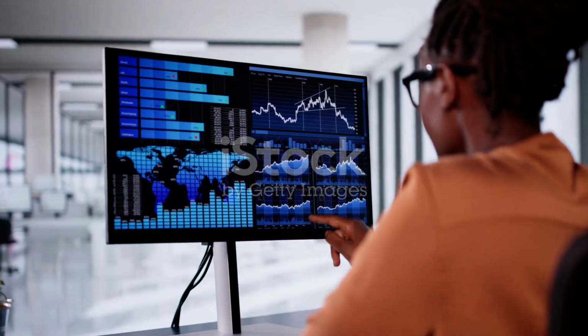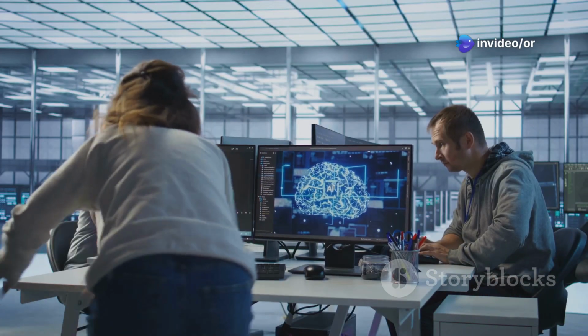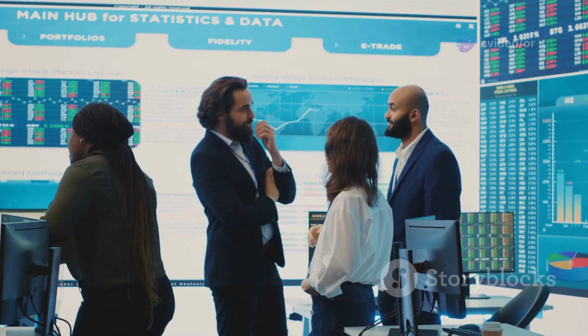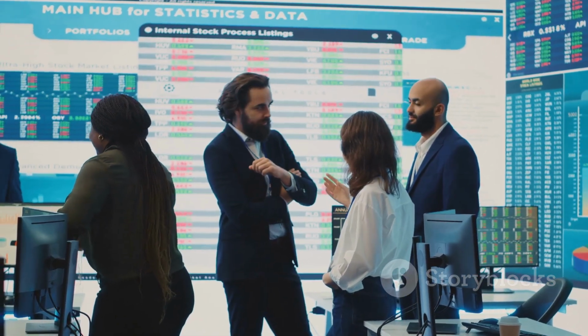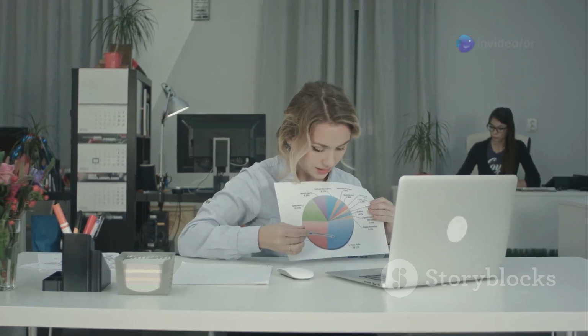Chapter 4. Leveraging effective data visualization. A picture is worth 1,000 words, and the right data visualization can be worth 1,000 spreadsheets. Our brains are hardwired to process visual information more easily than raw data. So, use charts, graphs, and dashboards to bring your data to life.